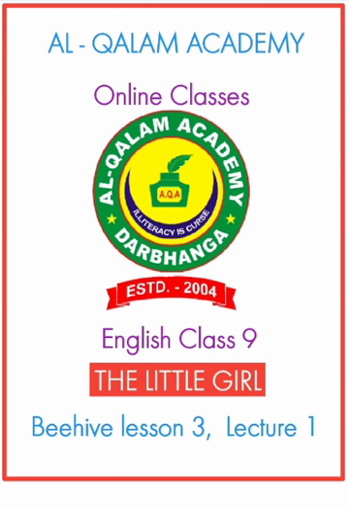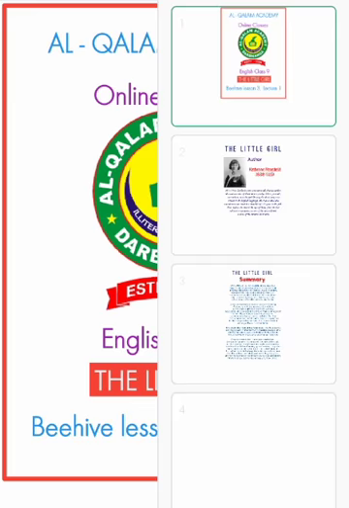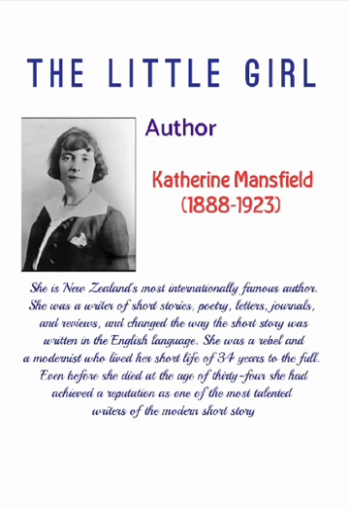Today, I'm going to teach you the third lesson of the Beehive book of class ninth. The name of the third chapter is The Little Girl. So I'll start first with the introduction of the author and the summary.